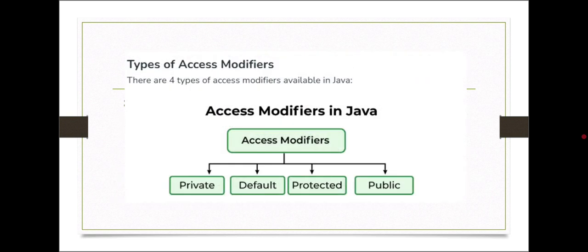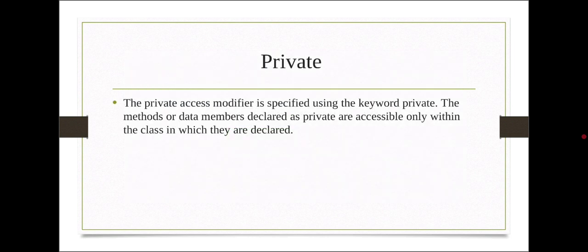As we have already discussed, we have four different kinds of access modifiers: private modifier, default modifier, protected modifier and public modifier. In detail, what is a private modifier? A private modifier is specified using the keyword private. The methods or data members declared using this private modifier are accessible only within the same class. So we cannot access them outside the class.